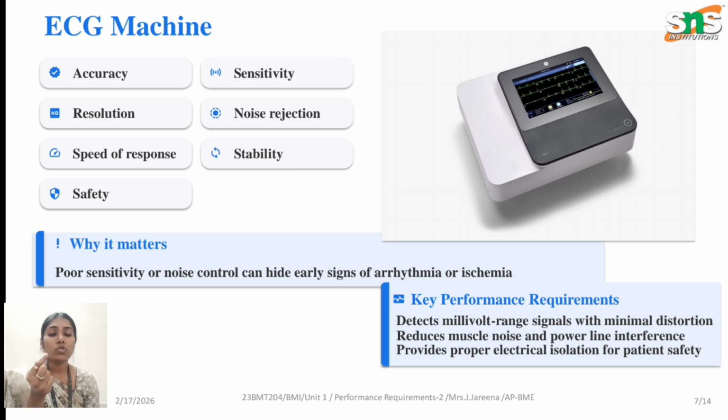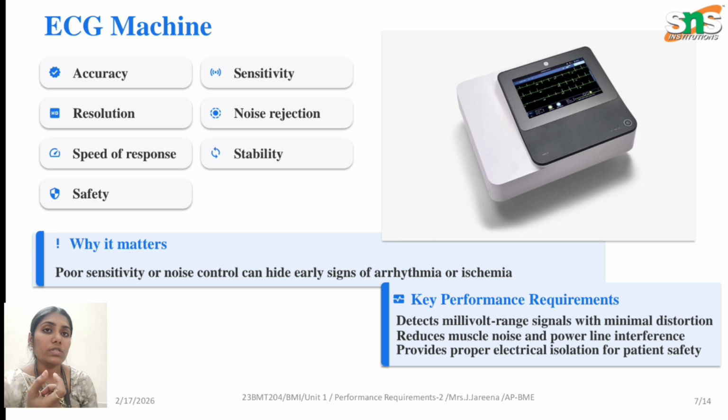So even 1% of error, which gives you a wrong diagnosis related to the heart, can literally affect the patient's life. So accuracy matters a lot. And sensitivity: even the small changes in the heart have to be captured by the device. And resolution, that is the change in variations, has to be clearly reflected in your output. And noise rejection is very much important.